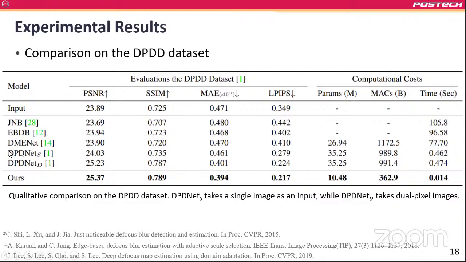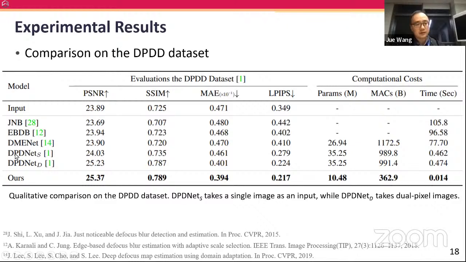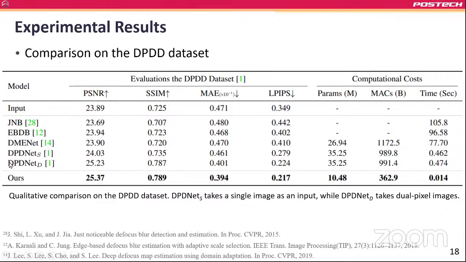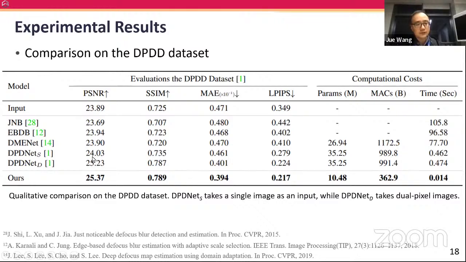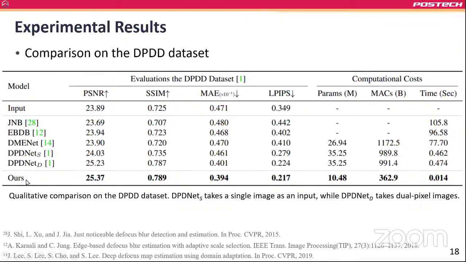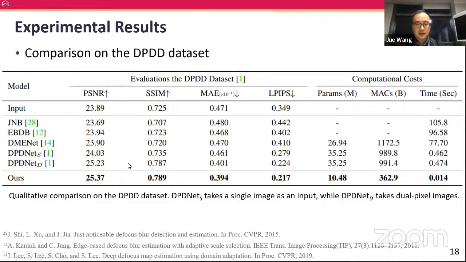Then they have two versions. This one is using only one image, I mean without dual pixel, and this one is using dual pixel. Then in their method, the dual pixel based method works better, like here, you see that. But our technique is not using dual pixel, and even so, ours is better than their dual pixel method. Right. That's good.